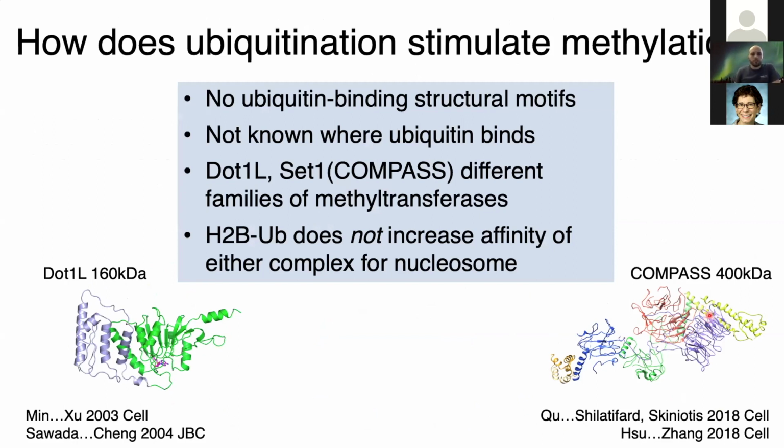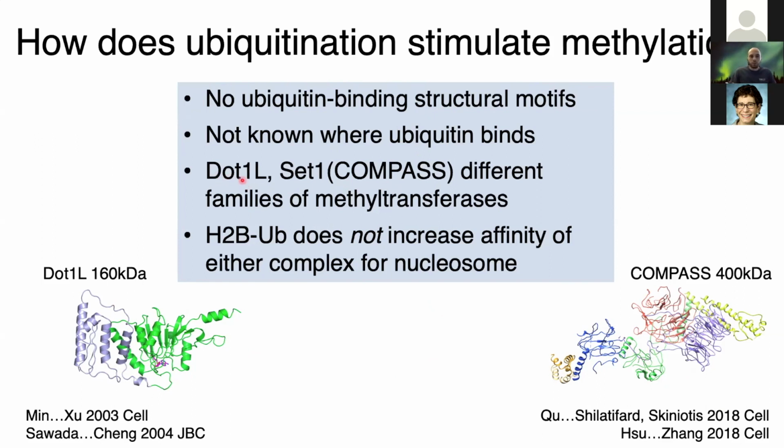So at the beginning of my postdoc, it was really not clear how ubiquitin is able to stimulate the methylation of these two marks by activating these two highly divergent proteins. It wasn't really clear, even from the structures, where ubiquitin might bind these proteins. There were no real ubiquitin binding motifs that could be identified in these proteins. And because of that, it wasn't clear what parts of the protein even interacted with ubiquitin.